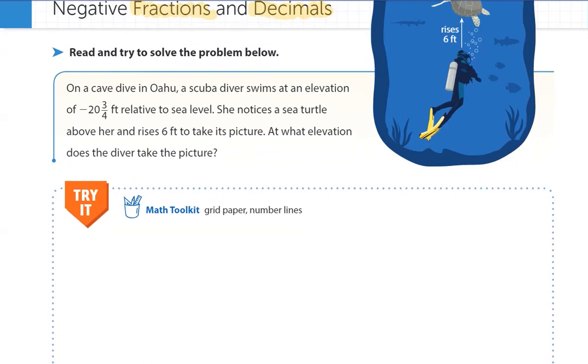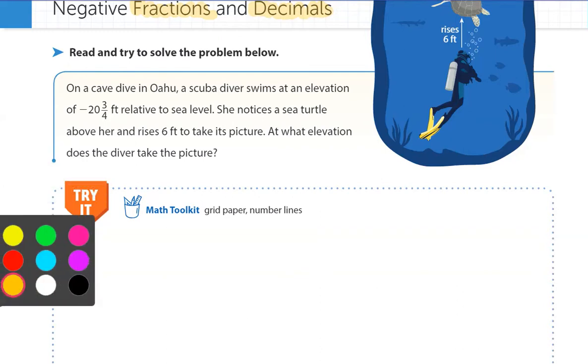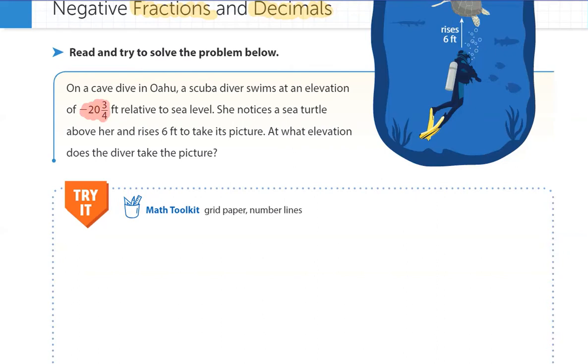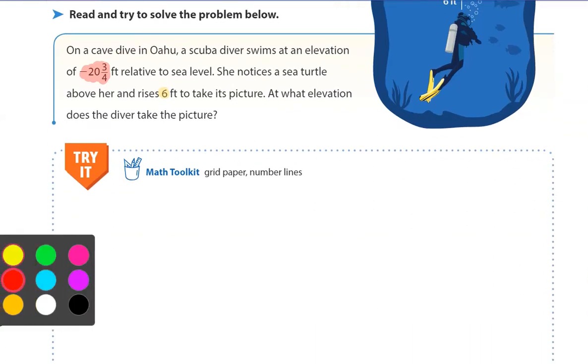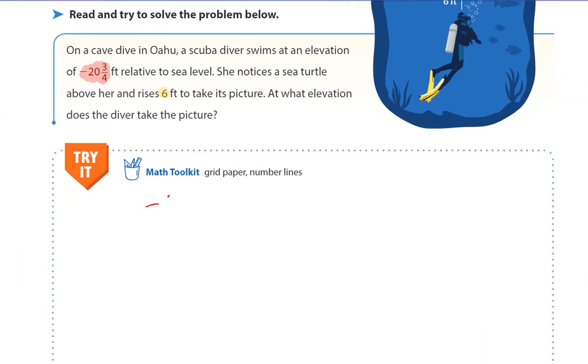And our try it here says, on a cave dive in Oahu, a scuba diver swims at an elevation of negative 20 3/4 feet relative to sea level. She notices a sea turtle above her and rises 6 feet to take its picture. At what elevation does the diver take the picture? So basically we've got negative 20 3/4 plus 6. So you can solve that however you think you want to solve that.